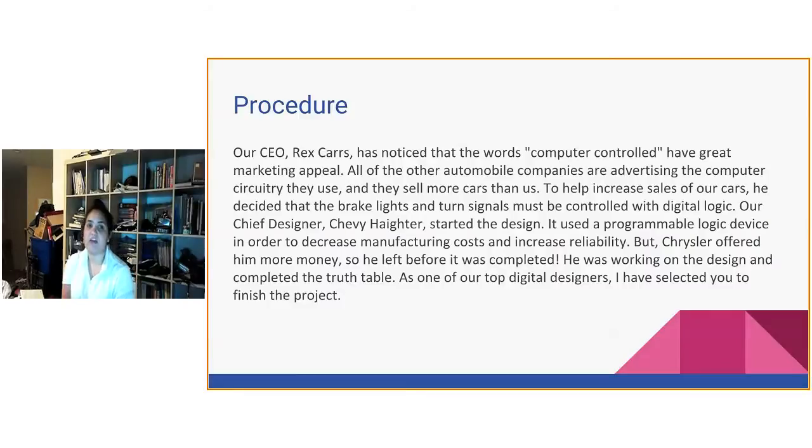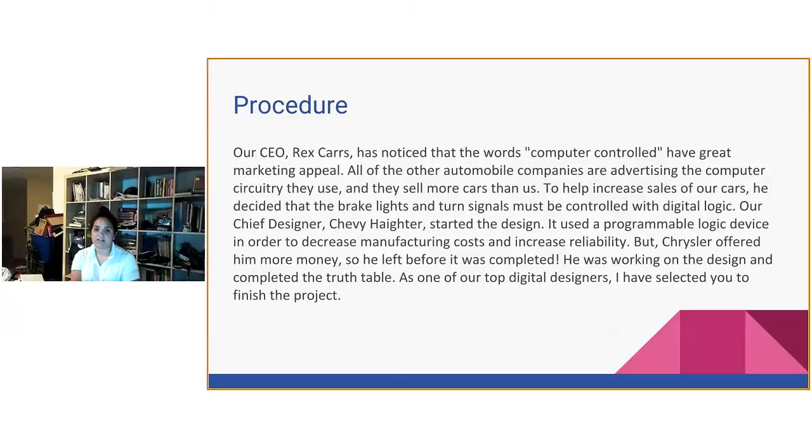So the procedure of our lab was: Rex Cars, our CEO, has noticed that the words computer controlled have great marketing appeal. All of our other automotive companies are advertising the computer circuitry they use, and they sell more cars than us. To help increase sales of our cars, he decided that the brake lights and turn signals must be controlled with digital logic. Our chief designer, Chevy Hader, started the design. It used a programmable logic device in order to decrease manufacturing costs and increase reliability. But Chrysler offered him more money, so he left before it was completed. He was working on the design and completed the truth table. As one of the top digital designers, he has decided for us to finish the project.